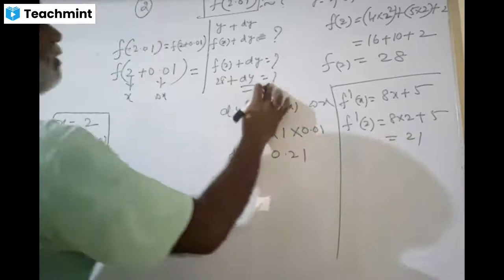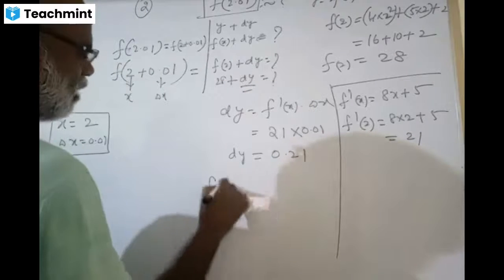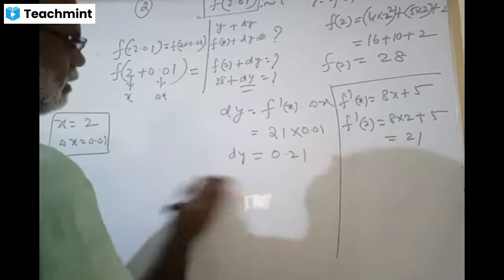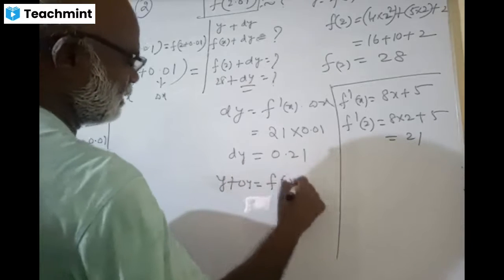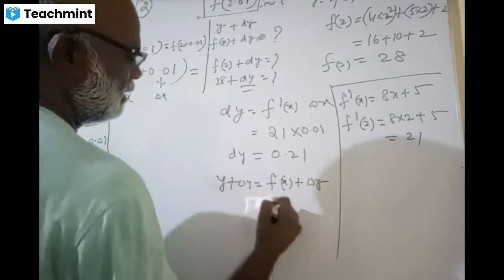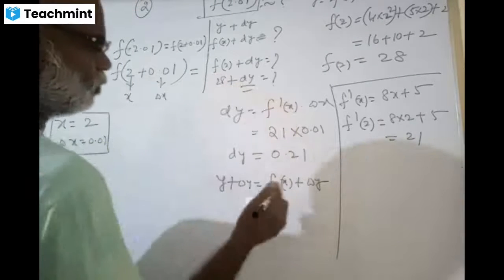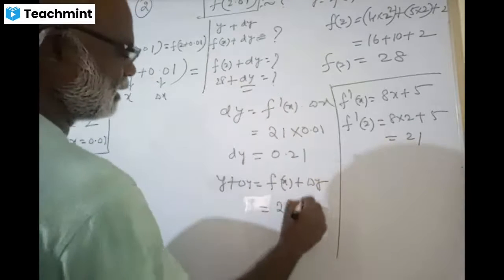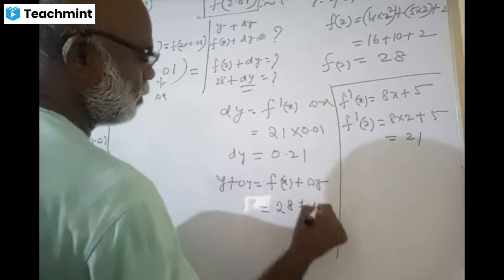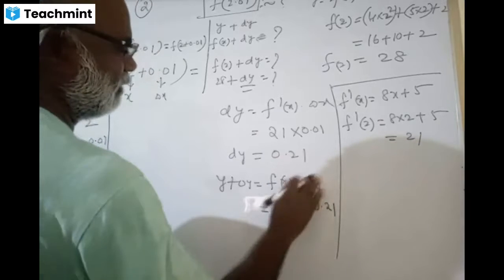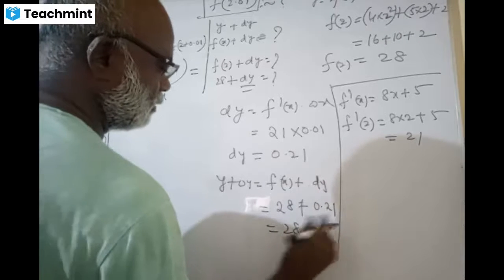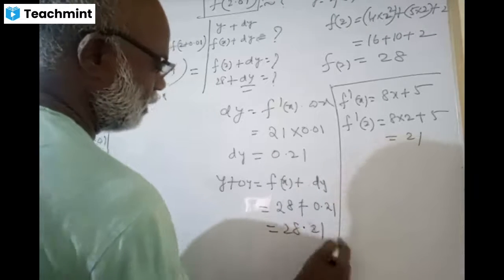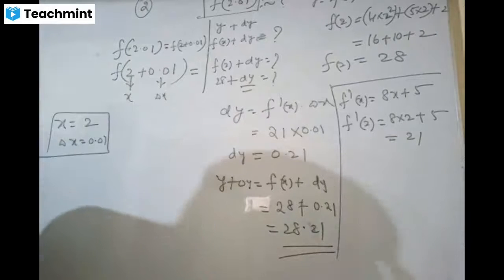So you can write the final answer: f of 2 plus delta y. f of 2 is 28, and delta y, or dy, is 0.21. So the answer is 28.21. What a brilliant question for this.